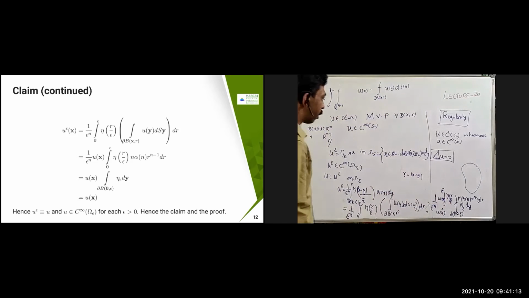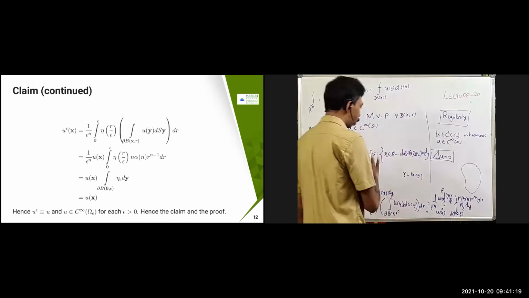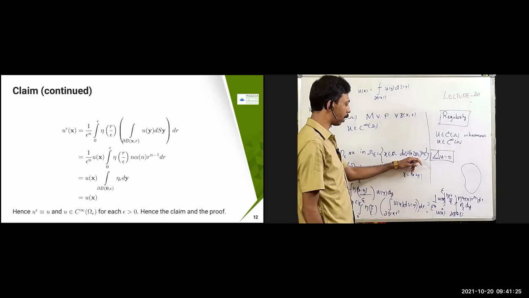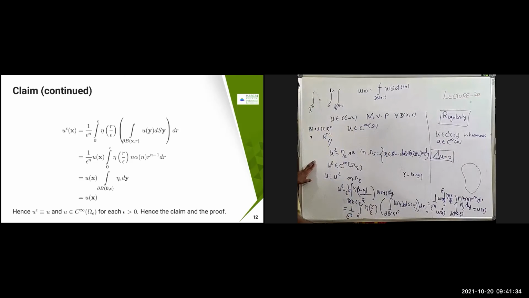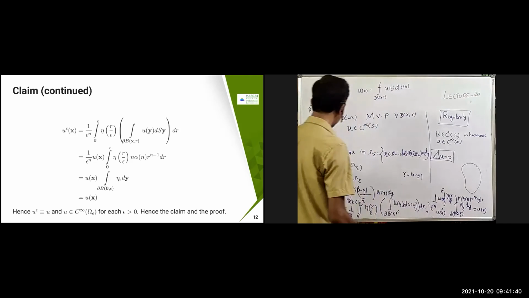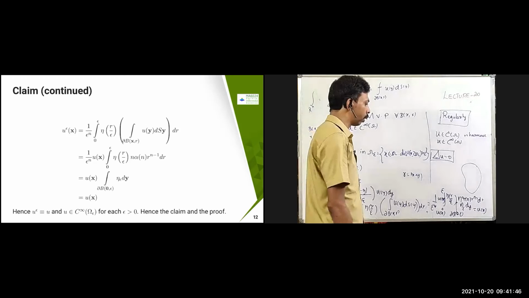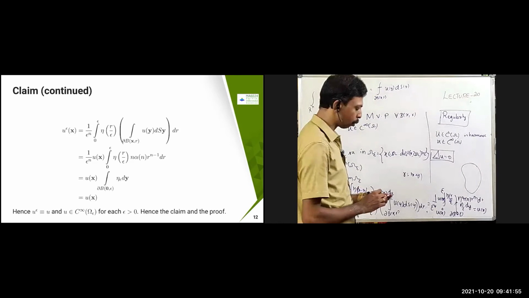Okay, but what is this one? This is going to be 1. Okay, because η of epsilon is going to be defined only in that region. Okay, this is going to be in this region. So I have chosen the distance between x and ∂Ω is greater than epsilon. Therefore, this integral is going to be 1. Therefore, you are going to get u(x). So I have chosen some x. Okay, you started with u epsilon and you ended with u of x. Therefore, what you got is that u equals u epsilon. Since u epsilon belongs to C infinity of Ω for each epsilon greater than 0, u belongs to C infinity of Ω. Therefore, the claim and the proof is done.